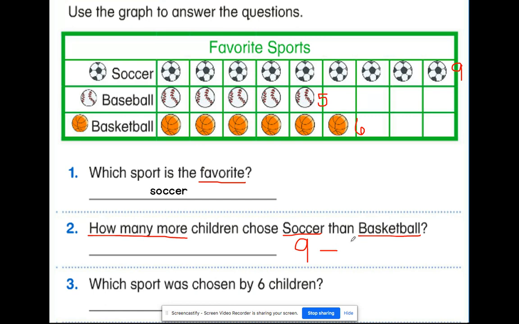So basketball got 6 votes. So all we need to do to find this answer is 9 minus 6. And I want you to use your strategies now. Take a minute to figure that out.